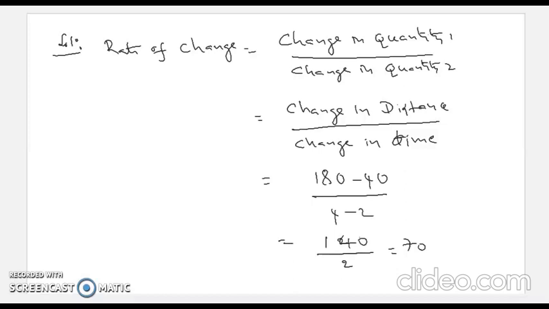So what is this 70? Is it time or is it distance? Yes, clearly it is distance. What is the first quantity in this formula? That is what the answer represents.